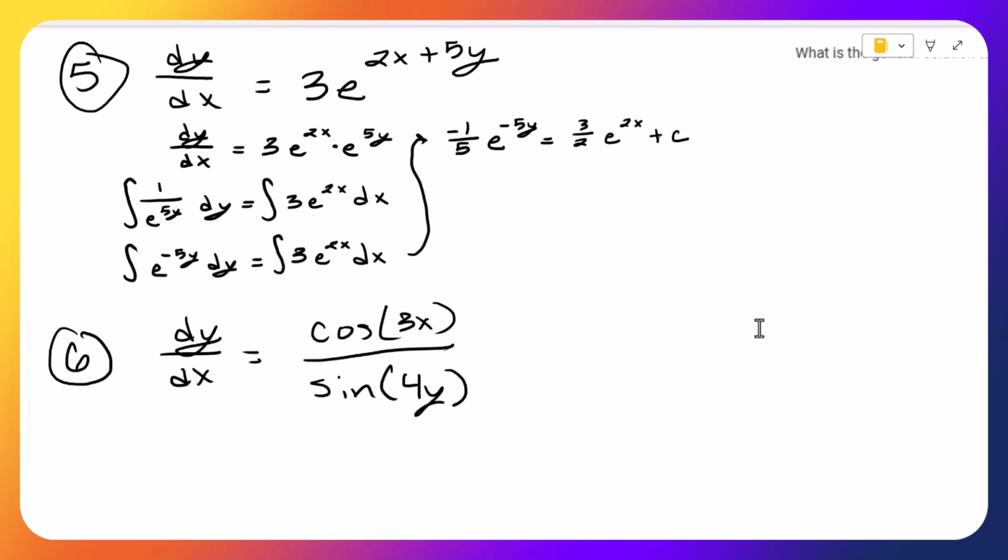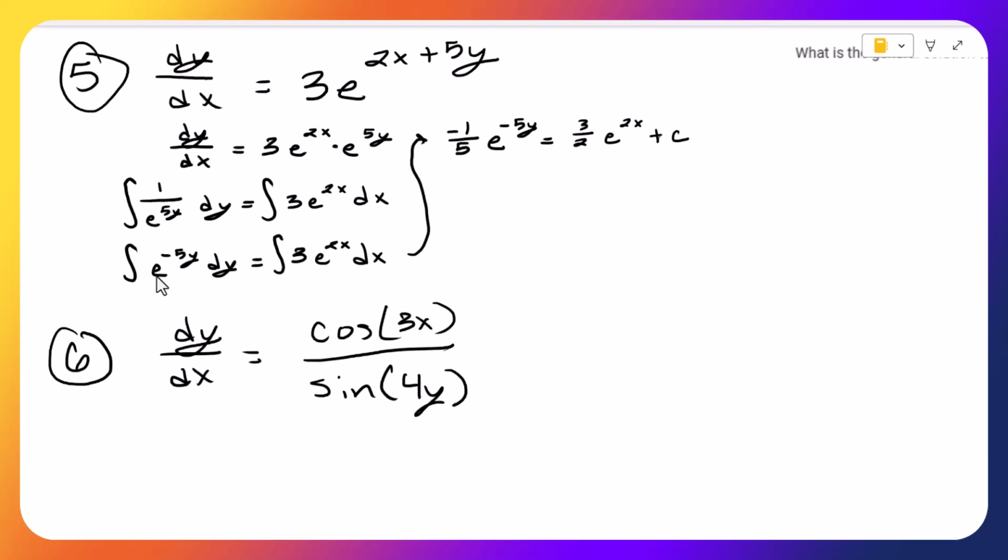Okay, and I'm actually going to come back a little bit before I finish because this problem's doing some interesting things. First off, we get this 1 over 5 e to the 5y when we divide by e to the 5y. Well, we don't know how to integrate that, but we do know how to integrate e to the negative 5y, so we just use our exponent rules and change the exponent to be negative and put it in the numerator.